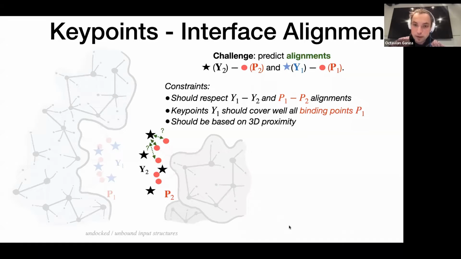Okay, so we have these three constraints, and the question is, how do we predict alignments in order to satisfy these three constraints, and how do we do it in a way that can be trained with our deep learning model?